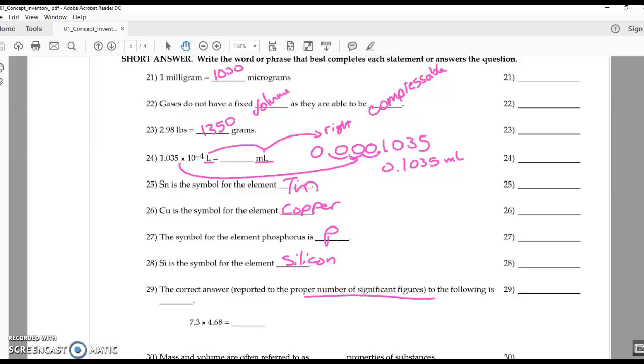Report the proper number of significant figures. This has 2, this has 3. We report the lowest number of sig figs. That's 2. Awesome.